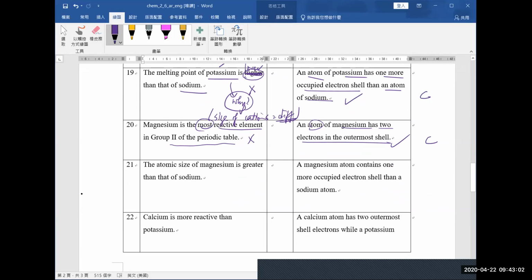Good. Atomic size of magnesium is greater than that of sodium. Greater. Is wrong? It's smaller. Okay, the magnesium atom contains one more occupied electron shell than a sodium atom. The same. It's not C, it's D. Question 22. Next guy.